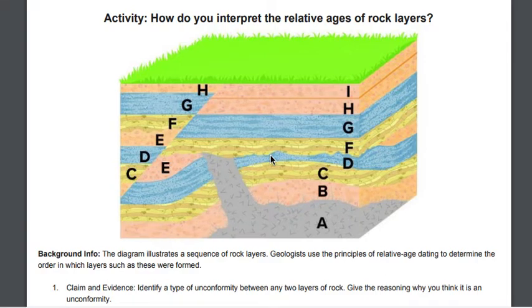In this video, we're going to be talking about this activity. How do you interpret the relative ages of rock layers? This isn't trying to find out the precise age. This is trying to figure out the approximate age just based on other things. So, comparing things. You might look at homes and say, well, this house looks older than that house.